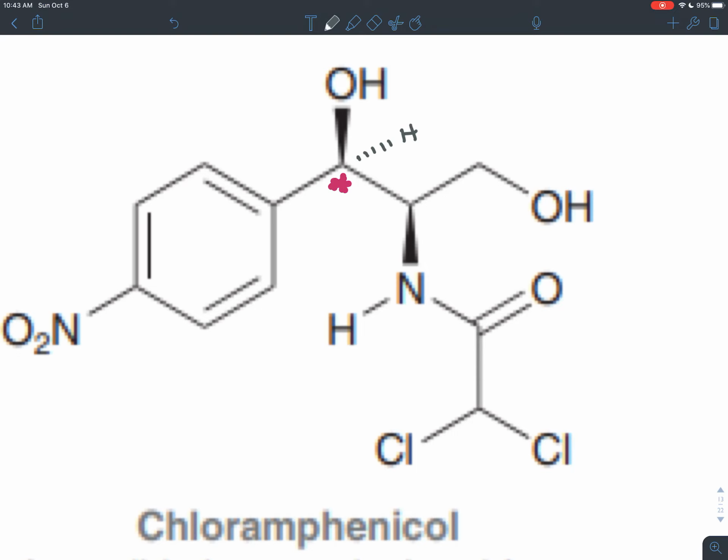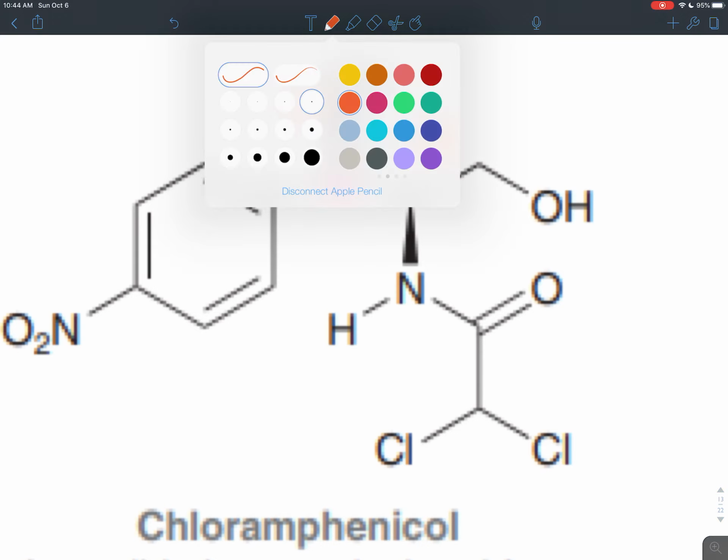So to do that, we're going to use the CIP rules, the Cahn-Ingold-Prelog rules. And the first step in those is to assign priorities based on the atomic number. Now, the atomic number for the carbon on the left is 6, for the oxygen is 8, for the hydrogen is 1, for the carbon on the right is 6. Oxygen has the highest atomic number, so that's going to get the highest priority of 1. Hydrogen has the lowest atomic number, that's going to get the lowest priority of 4.